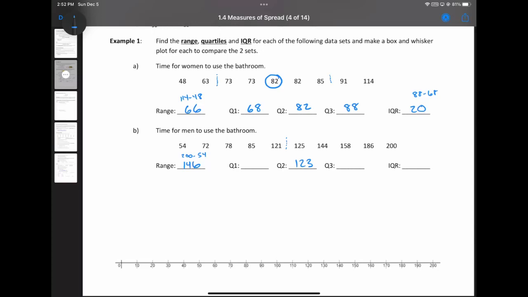And now we have 5 data points in the first half and 5 data points in the second half, so we circle the middle ones. So Q1 is 78 and Q3 is 158. The interquartile range is just 158 minus 78, which is a difference of 80.